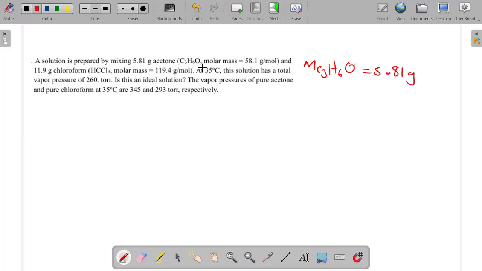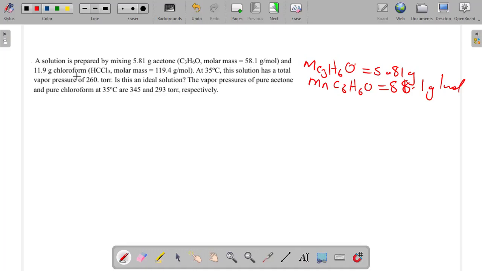Then we are told the molar mass for this acetone. The molar mass for acetone is 58.1 grams per mole. The mass and the molar mass for acetone are given.